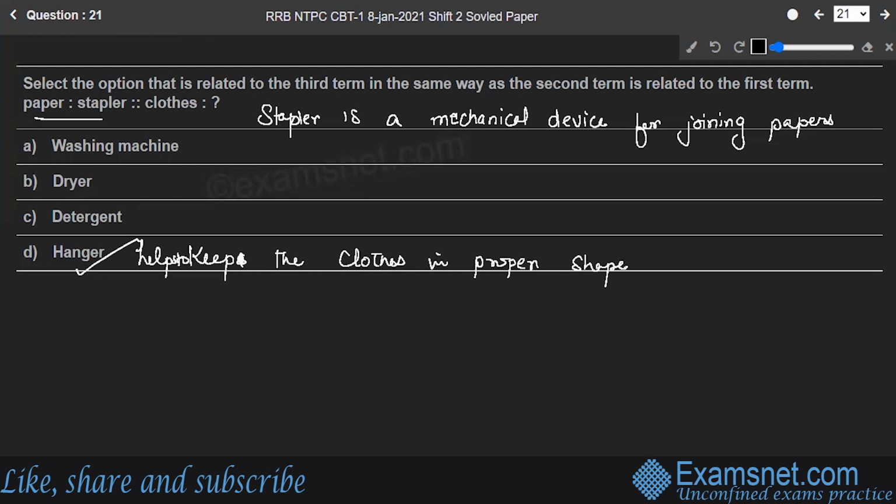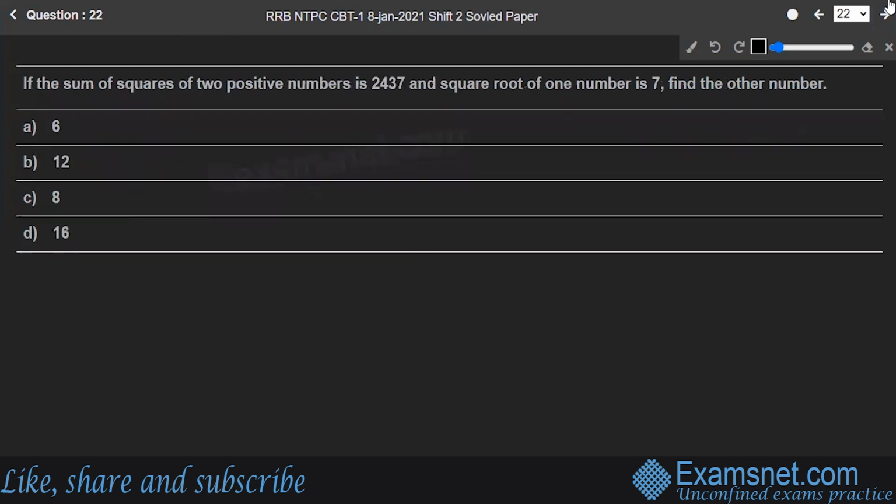Washing machine is used to wash the clothes. Dryer is used to dry the clothes. Detergent takes away all the dirt from the clothes. So hanger is the correct option, option D. Next is question number 22.